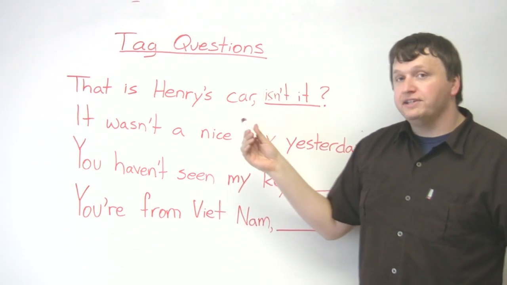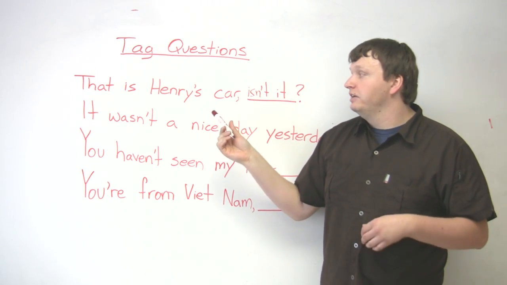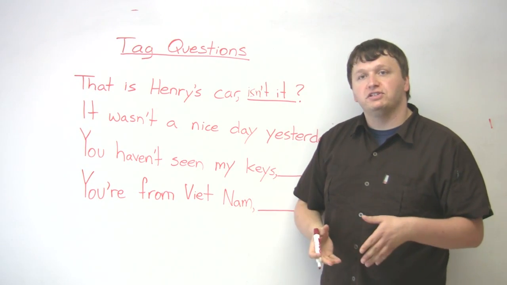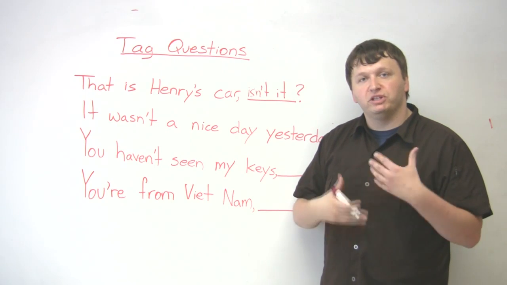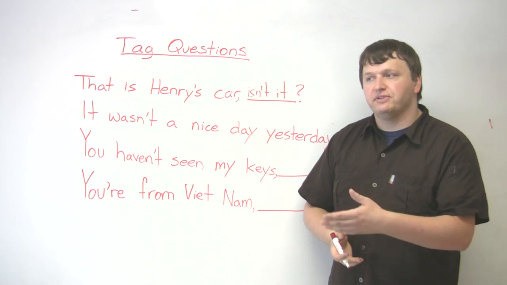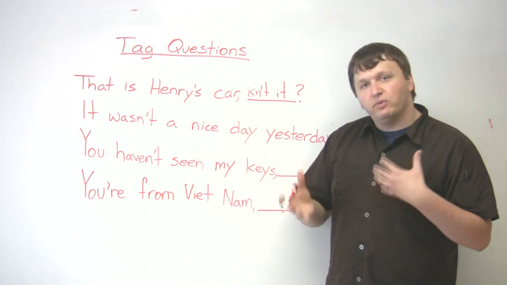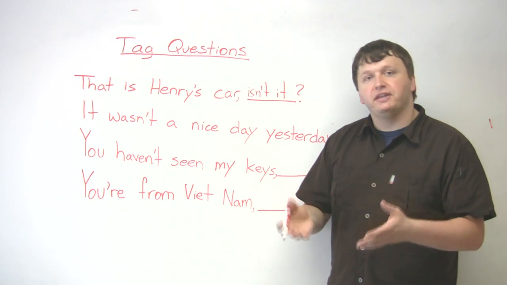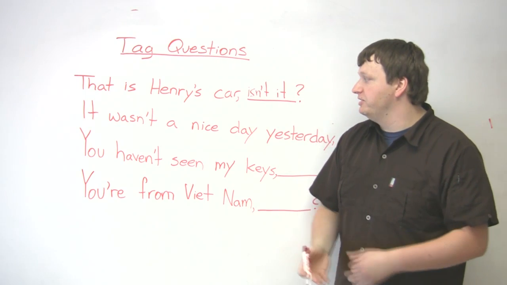Okay, so in this case, what we're doing is we're either checking the information that we believe to be true. So we think that is Henry's car. But to check that, we would say, that's Henry's car, isn't it? We're not 100% certain that it is. We're checking the information or trying to get the information.